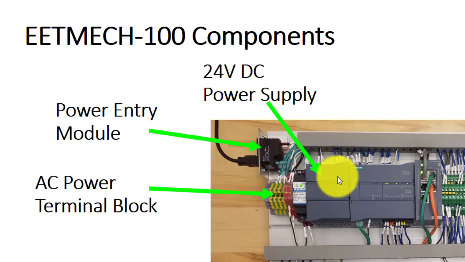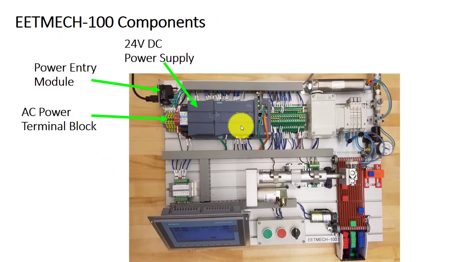And there's a 24 volt DC power supply, which gets AC power as an input and puts out 24 volts DC. We're using that to supply 24 volts DC to the PLC and also to the Ethernet module, and it also supplies the power to the actuator and also the conveyor. So that's actually a lot of different devices.